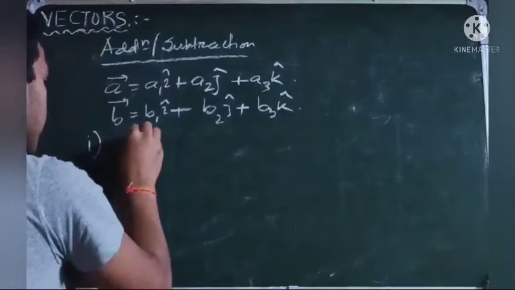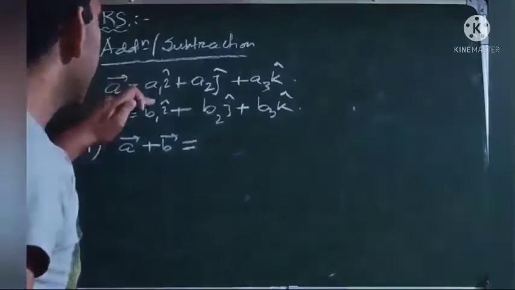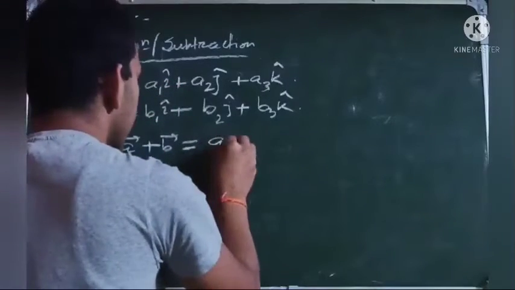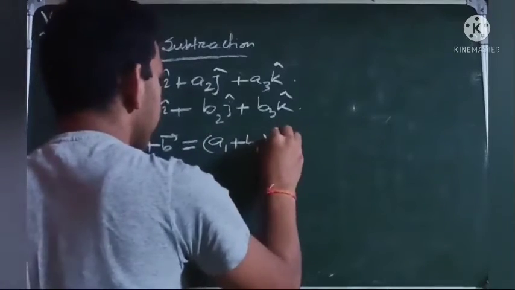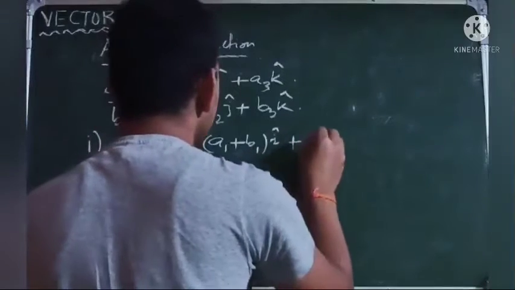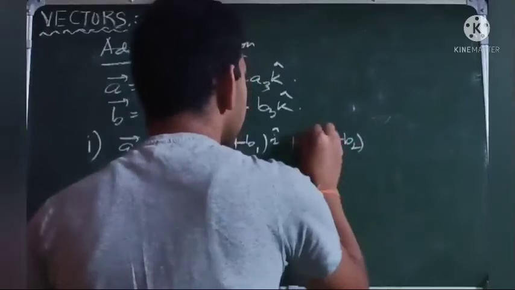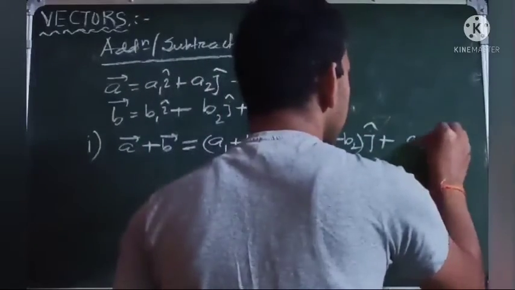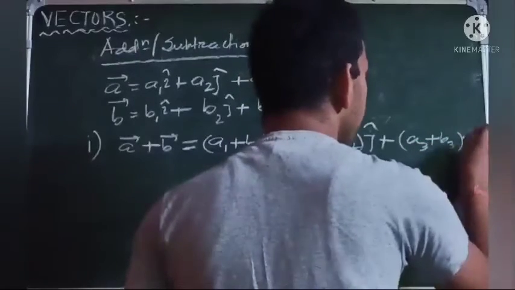A vector plus b vector is equal to a1 i cap plus b1 i cap. So we can take i cap common and we will get a1 plus b1 times i cap. It means the x components are added. Similarly, we have a2 plus b2 times j cap plus a3 plus b3 times, not j, it will be k cap.